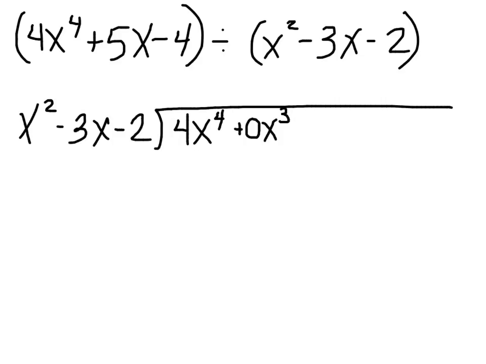Now the next one over would be x squared. Is there an x squared term? No. So I'm going to put 0x squared in there. Is there an x term? Yeah. Plus 5x minus 4.